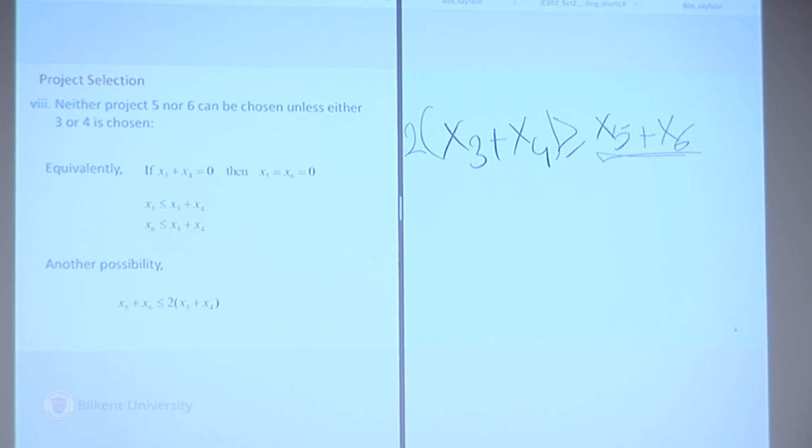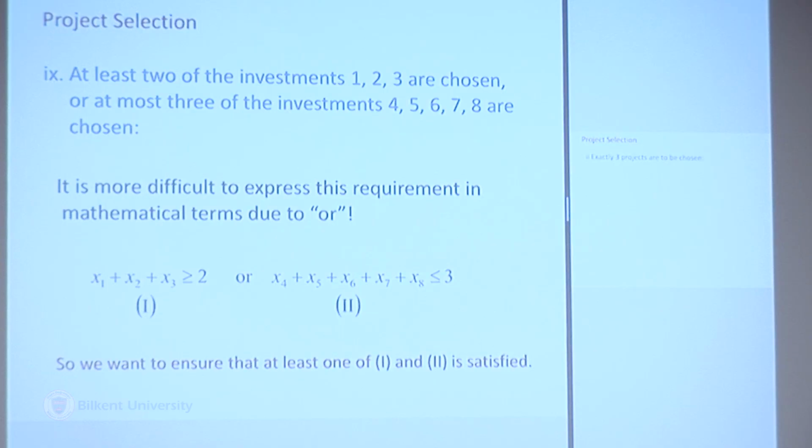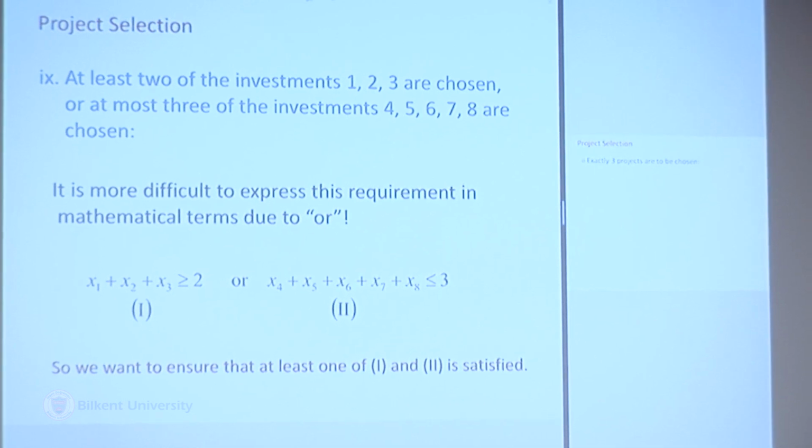Did we all get it? Now our life is a little bit harder. It's not that easy to do these things. Let's convince ourselves together. Let's read the statement. At least 2 of 1, 2, 3 are chosen, or at most 3 of those are chosen.